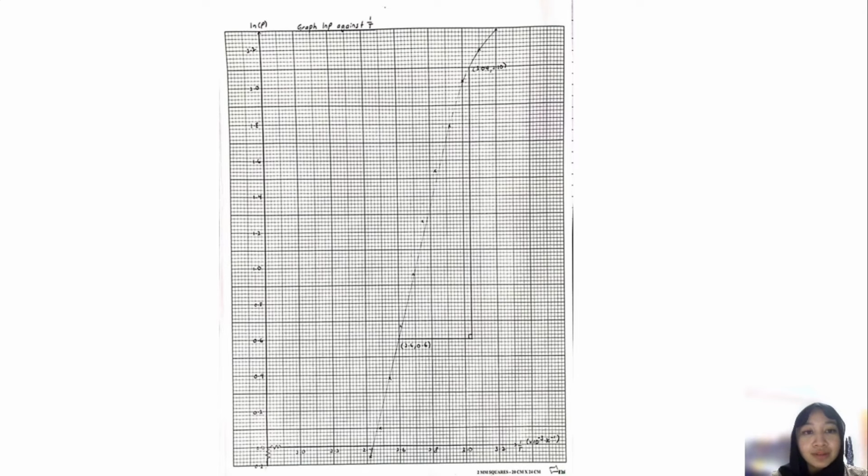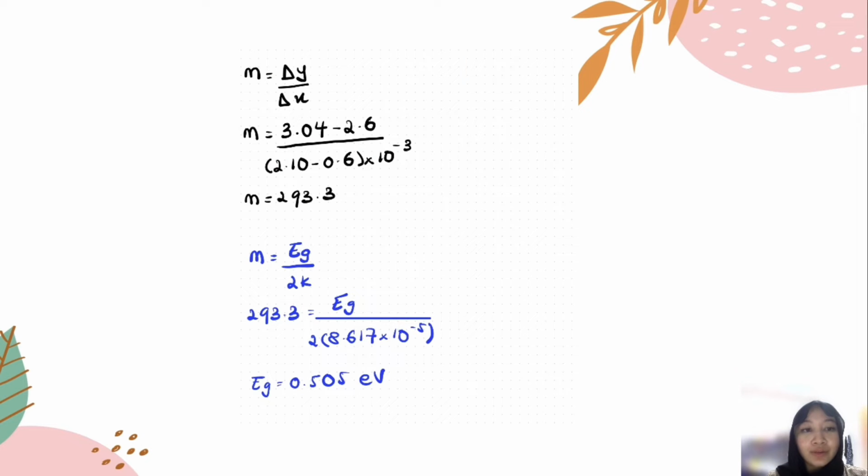This graph increases linearly and then bends or curves downwards. From that graph, we find that the gradient is 293.3, and from the gradient value, we can find the energy band gap by using this formula. So the energy band gap for the increasing temperature we get is 0.505 eV.